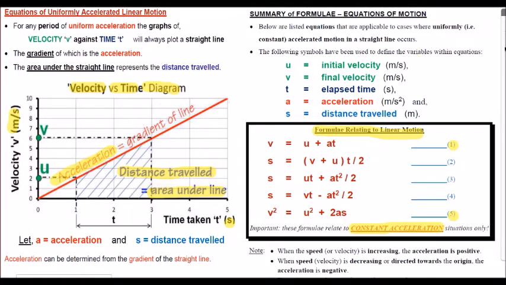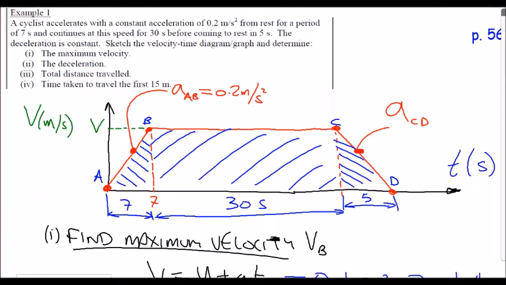Okay. Now last week we looked at example 1. In example 1, we were considering a cyclist. It was accelerating from rest, if you remember, to some maximum velocity. It held that maximum velocity for a period of time and then decelerated. That's a negative acceleration, and to rest again. I'm not going to go back through that now because you've got that in your notes, or you can look at the previous lecture online.